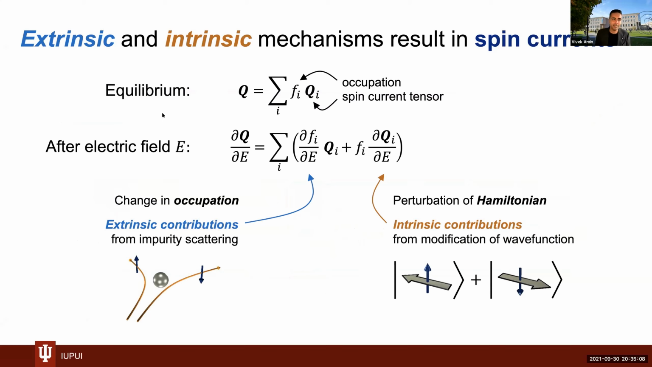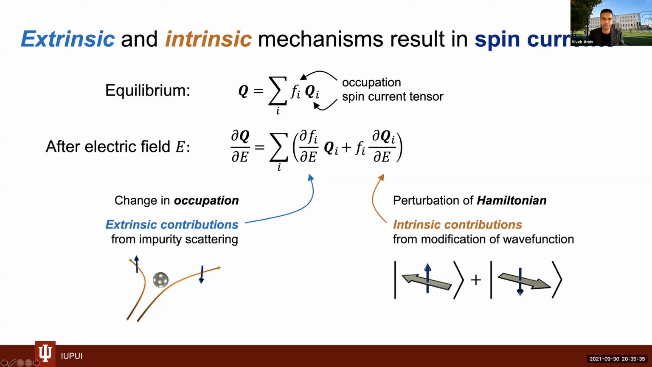So in equilibrium, if we think about the spin current that results just from the carriers in equilibrium, we would calculate that by summing over all of the electronic states with the occupation of carriers times whatever spin current is contributed by each of those carriers. So Q represents the spin current contributed. I represents just a label for the electronic state.